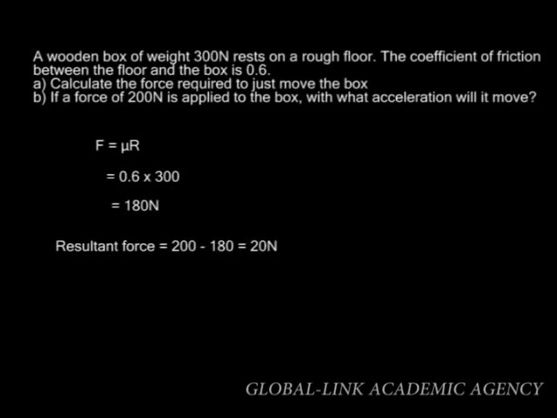So we shall have, from F is equal to ma, 20 newtons is equal to 30a. a is equal to 20 over 30, and it's equal to 0.67 meters per second squared.